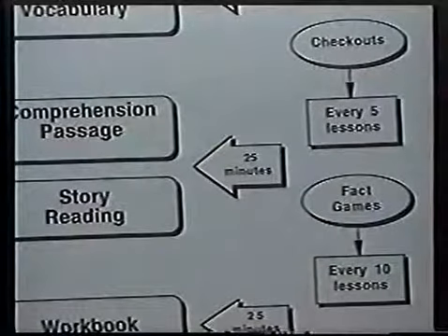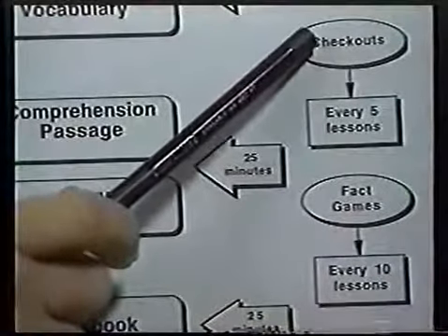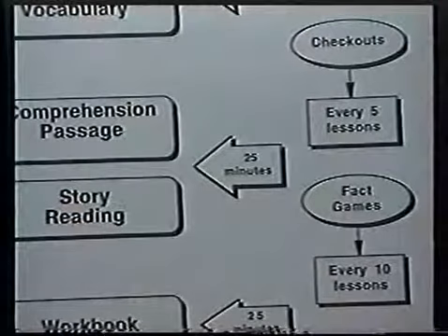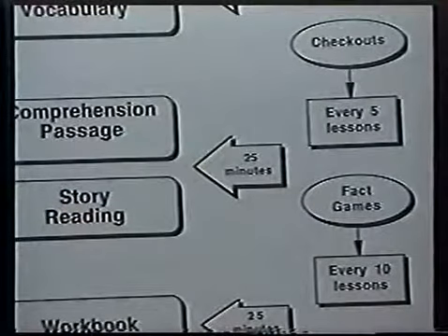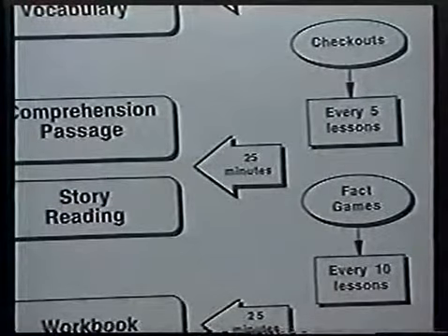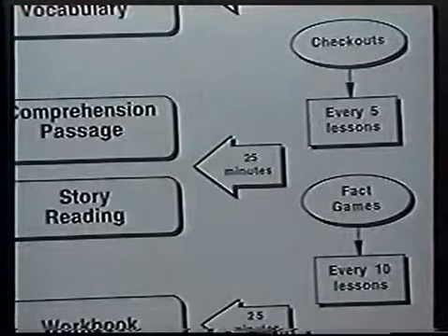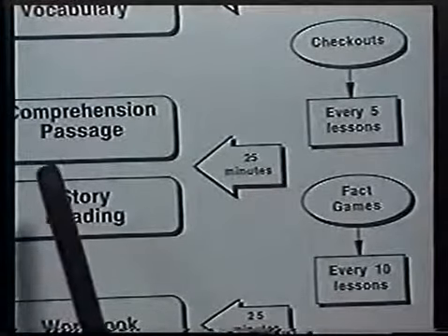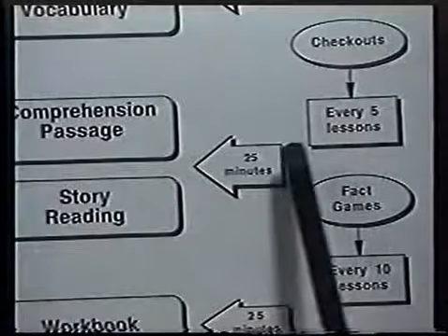Every 5 lessons, another activity is included as part of the lesson. This is an individual checkout for rate and accuracy. In these checkouts, children read individually to the teacher. On lessons with checkouts, the comprehension passage and story are shorter, so you can complete the teacher-directed part of the lesson and also do checkouts.